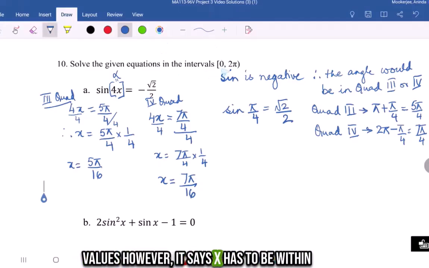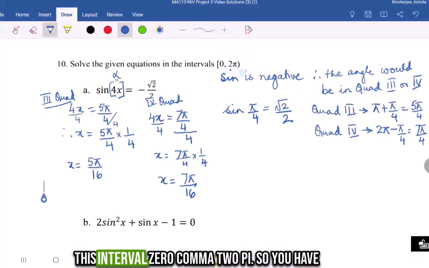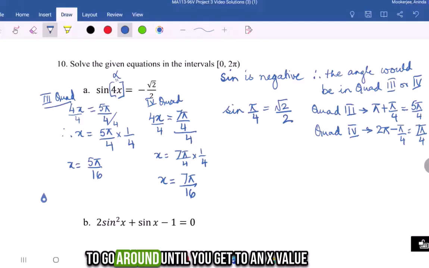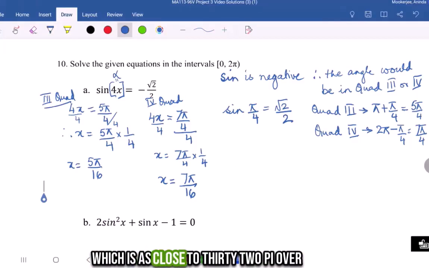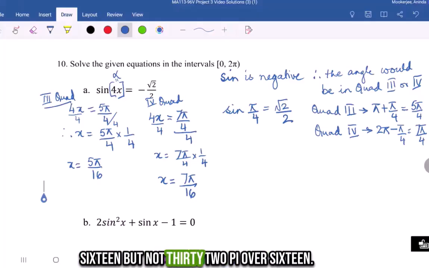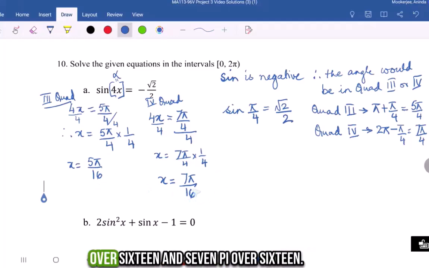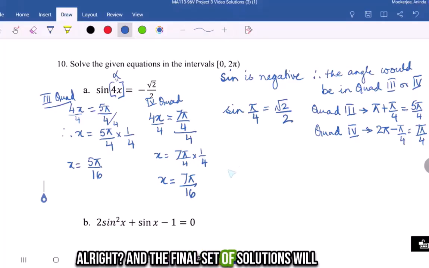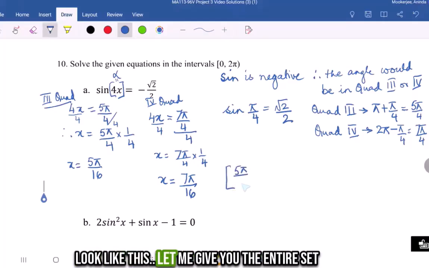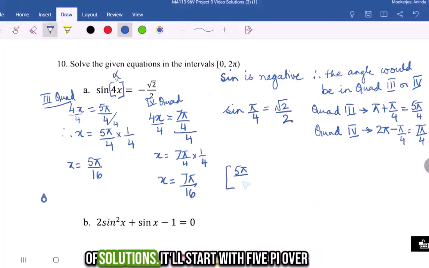However, it says x has to be within this interval 0, 2 pi. So you have to go around until you get to an x value which is as close to 32 pi over 16, but not 32 pi over 16. So you have to keep adding 2 pi to 5 pi over 16 and 7 pi over 16, and the final set of solutions will look like this. Let me give you the entire set of solutions.